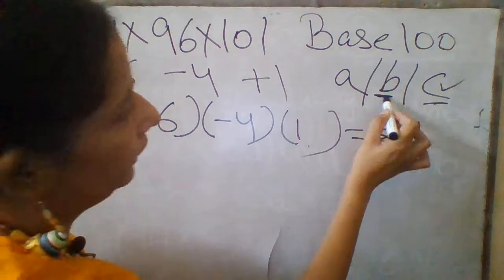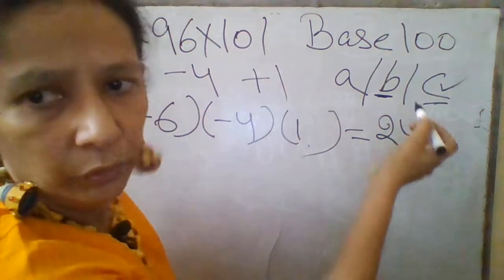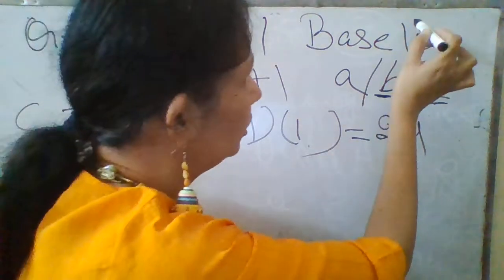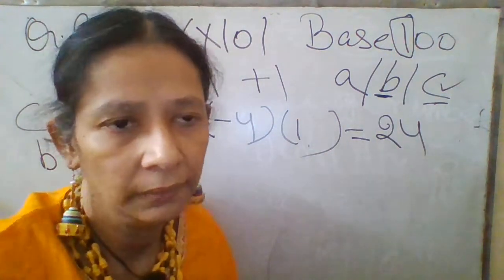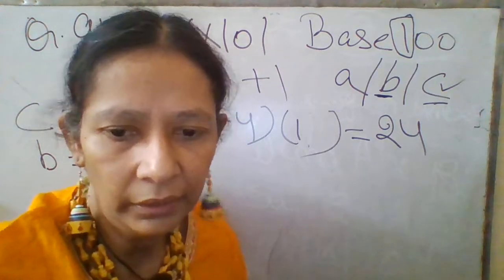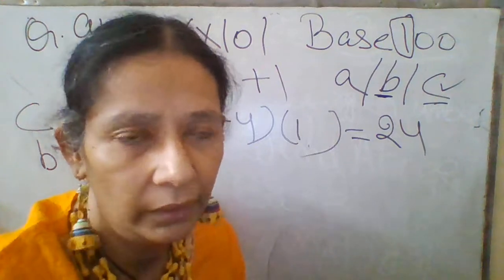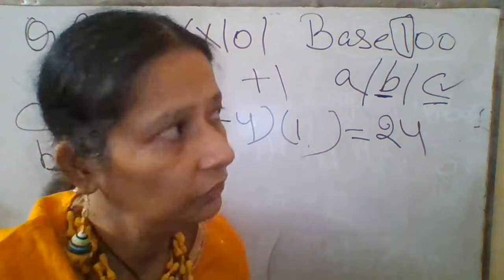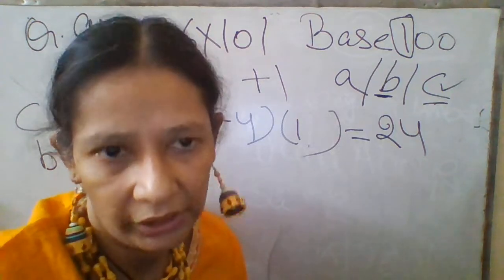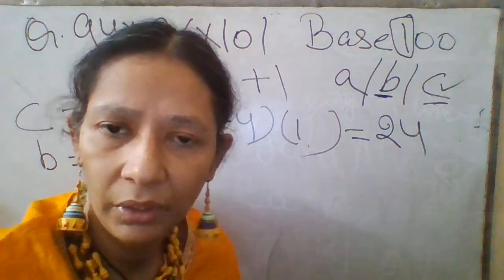I have to find out the value of B. Now you look here, base is 100. So look at this 1. Look at this 1. What is this 1? This 1 is your multiplier. Okay, don't forget this 1. And you see, if you multiply any number with 1, that will not change. Okay, the value will not change. But you have to write down this 1.